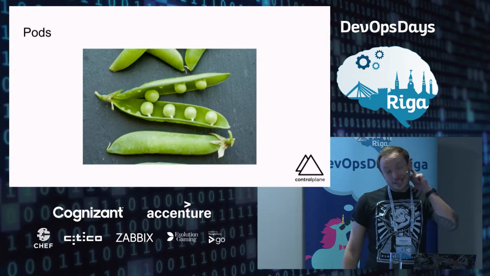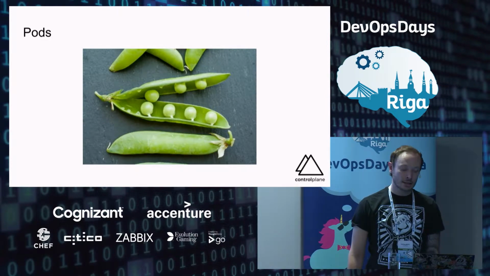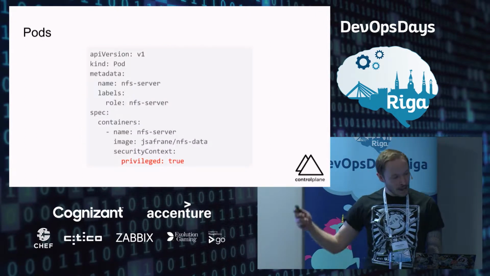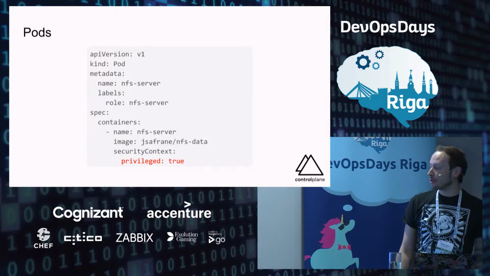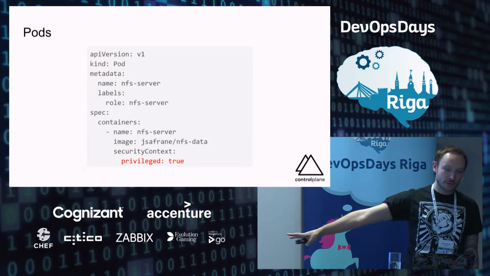So, a pod is the lowest addressable component in Kubernetes. It comprises one or more containers, and here is an insecure pod configuration. It is insecure because of this privilege flag.